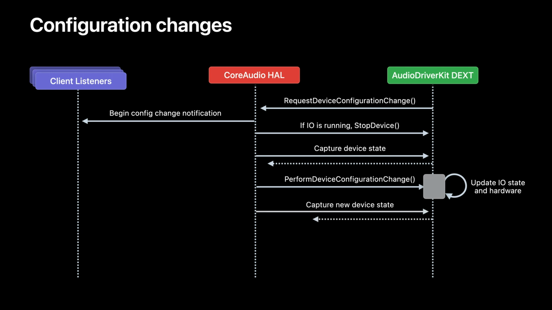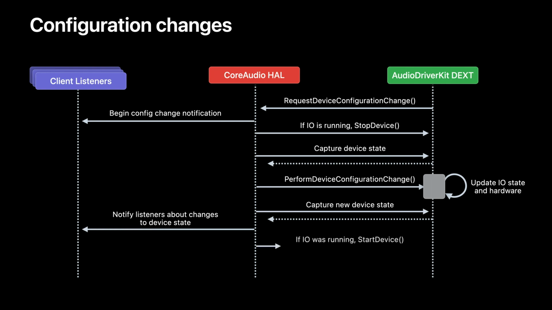Once a config change is performed, the new state of the device will be captured, and all I/O-related state, such as I/O buffers or sample rate, will be updated. Any changes to the device's state will then be notified to any client listeners. If I/O was previously running prior to the config change, I/O will be restarted on the device. Finally, the HAL will notify any listeners that the config change has now ended.